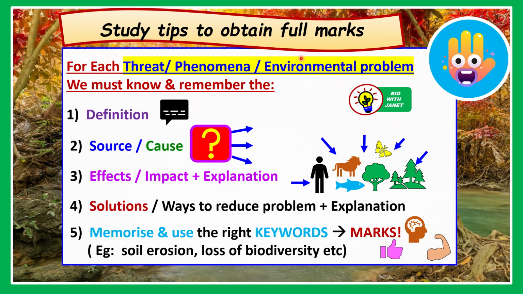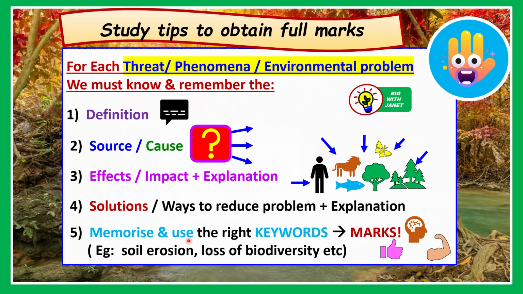Now here are the study tips to obtain full marks for this section, especially for essay and structured questions. For each threat, phenomenon, environmental problem, we must know and remember the following. Memorize the definition based on the textbook definition, all right, not other books. The sources and the causes of this threat, then the effects and the impact, plus the explanation, how did the effects occur. Then solutions, which are ways to reduce the problem, plus the explanation, how does it work.